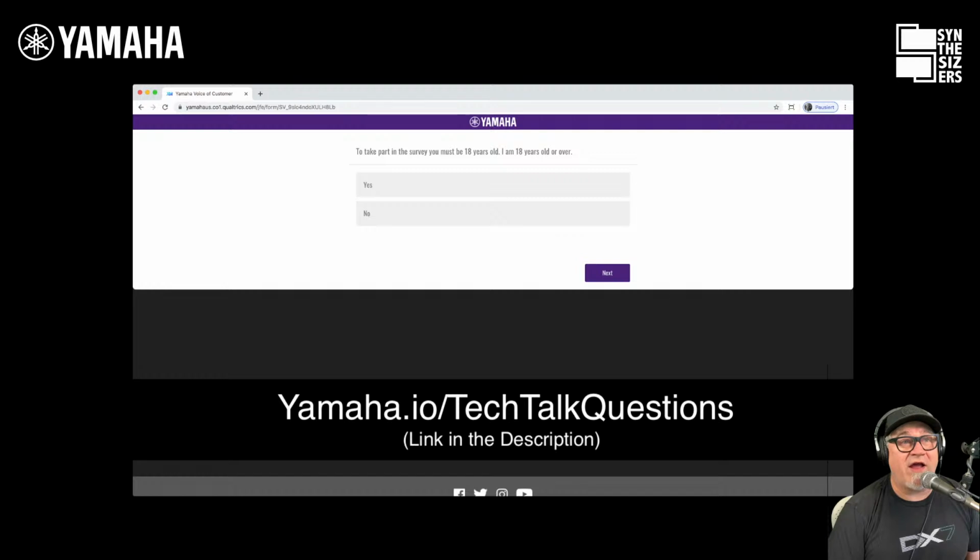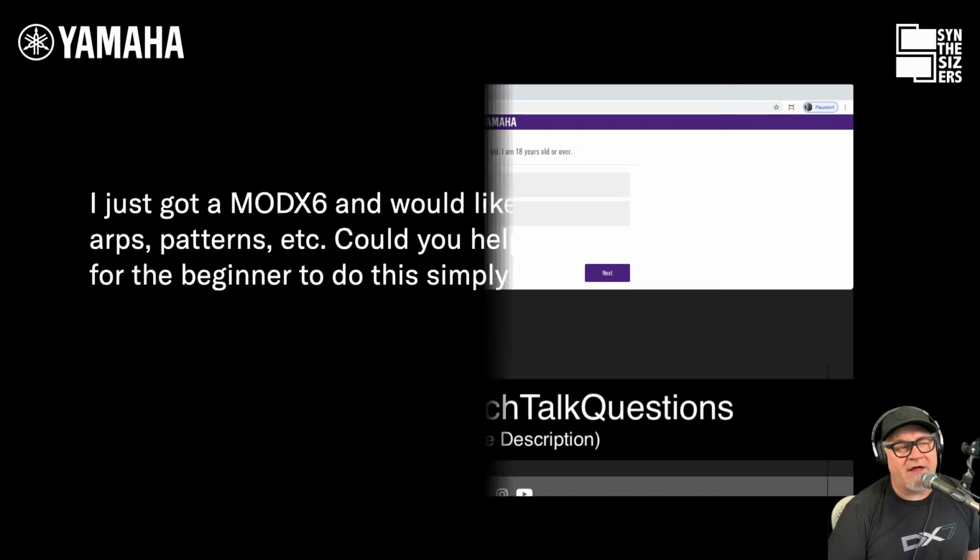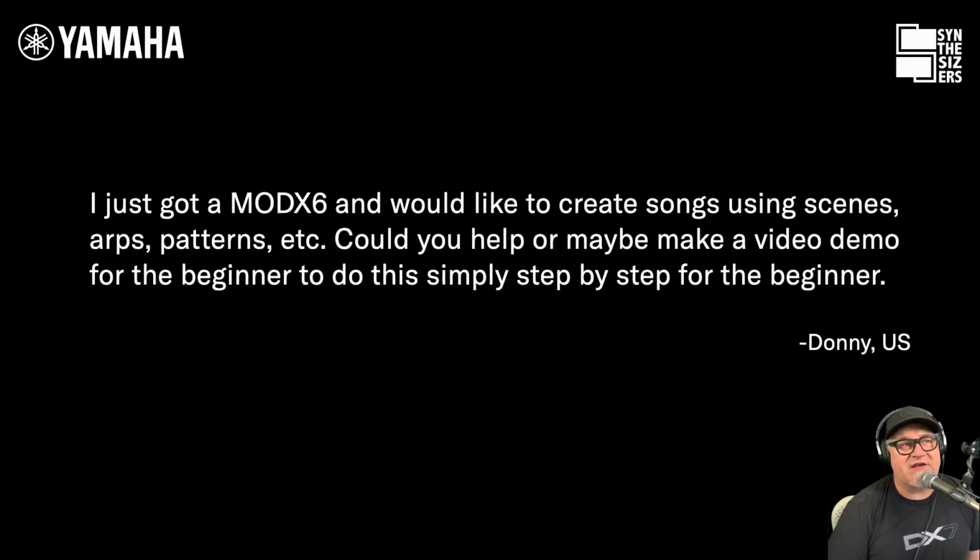I'm going to quickly address a Tech Talk question. There's Tech Talk questions. Links in the description if you have a question to ask. I'm going to quickly answer one right now from Donnie in the U.S. So he just got a MODX, and he actually had a link to a video, and there was a lot more. So I'm paraphrasing what he's asking here, but this is essentially it. Donnie wanted to know how you can create songs using scenes, ARPs, etc.